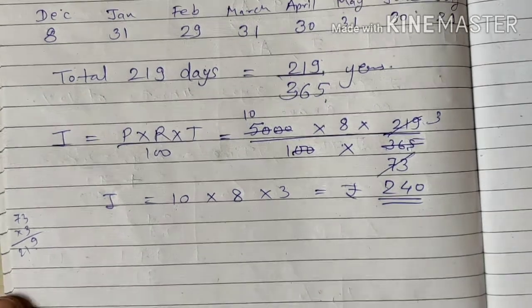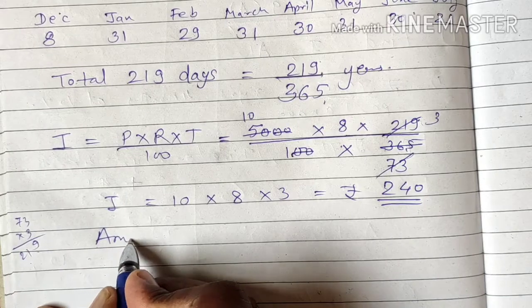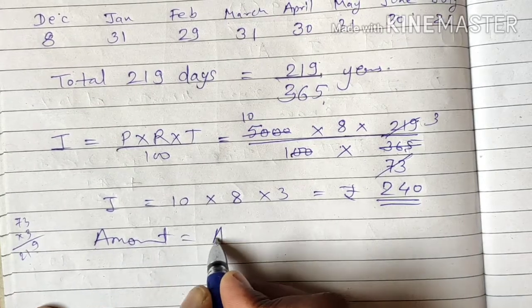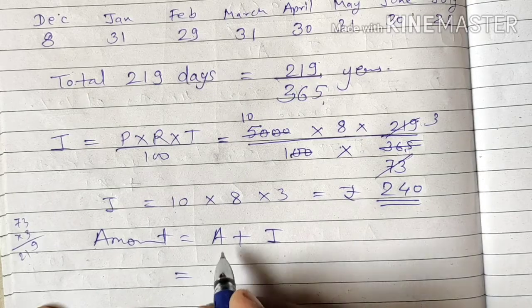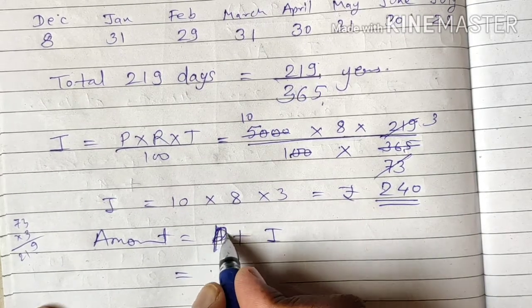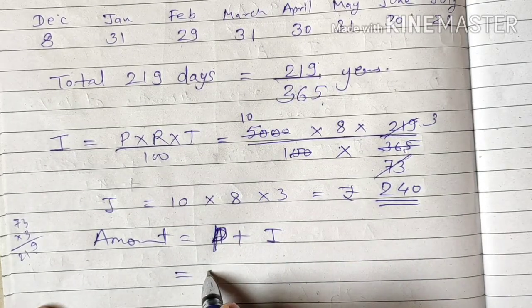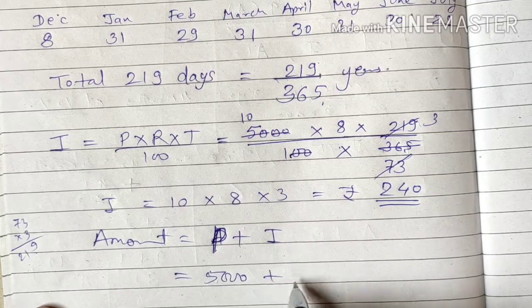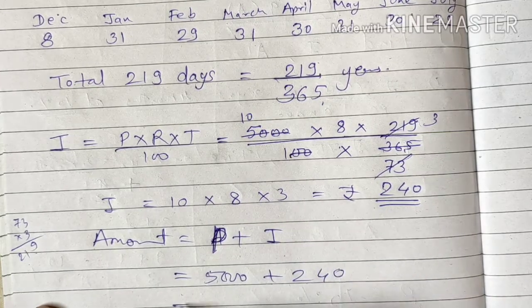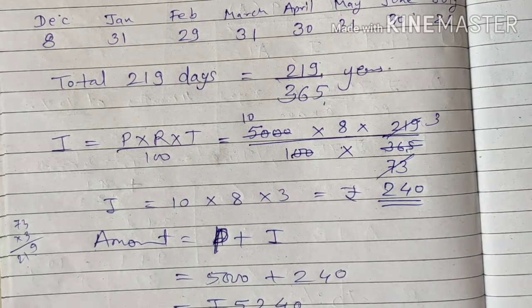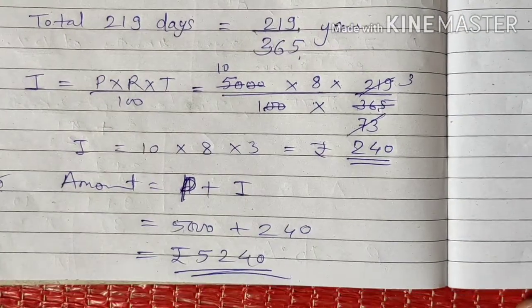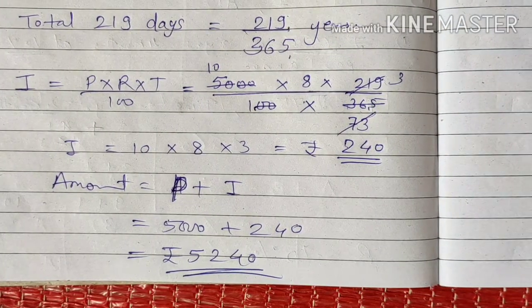Okay. Now let us find the amount. Amount will be principal plus interest. Principal is 5,000 and interest is 240. Addition of these two gives us 5240. Okay, 5240 is the final answer.